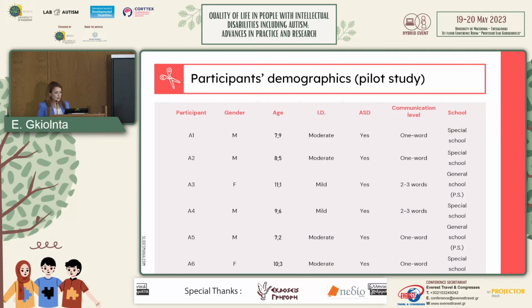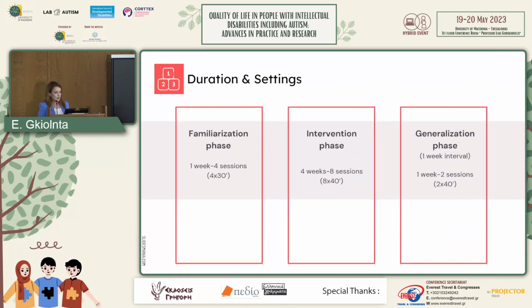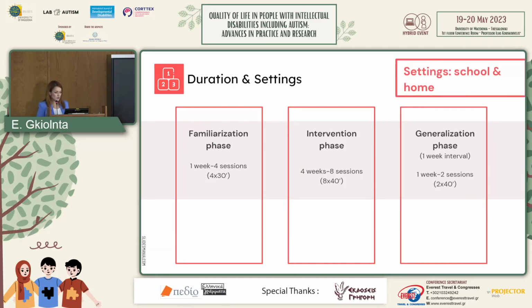Four children were male and two children were female, and the ages were those that you see in the table. All had ASD and all also had intellectual disability. Some had moderate and some had mild intellectual disability. There were three phases: familiarization phase, intervention phase, and generalization phase with a one-week interval. You can see the durations. And the settings were at school and at home. The first two phases were conducted at school and the last one was conducted at home.